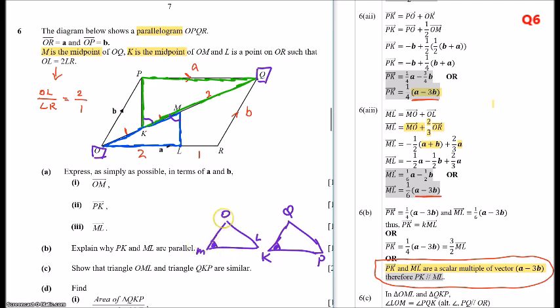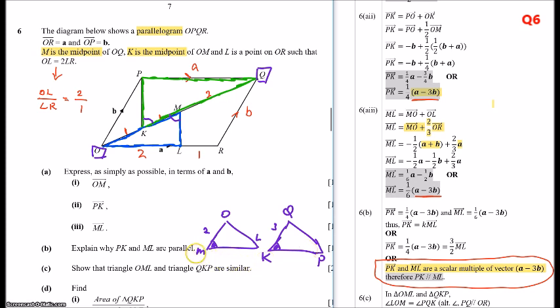So I look at OM and KQ. Where's OM? OM is here, and KQ. Okay, so OM is 2 parts, KQ is 2 plus 1. So OM is 2, KQ is 3. I got some ratio here. The next one I'm going to check is if I can show that this and this have some ratio, and it's the same ratio, I'm done.